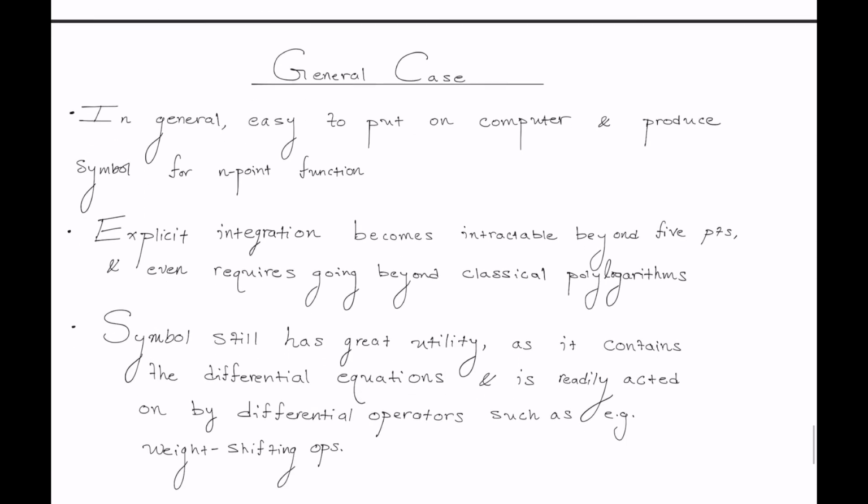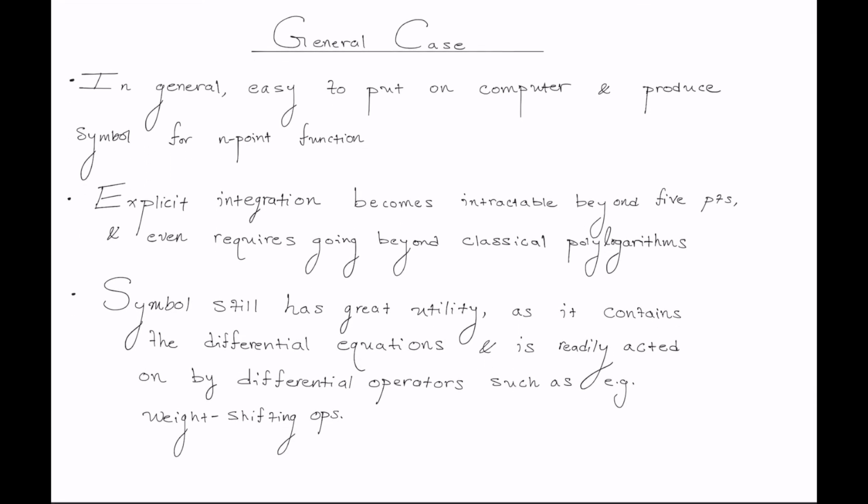So now we can discuss the general case. In general, it's quite easy, in particular using Claude Duhr's PolyLogTools package, to put the symbol recursion on a computer and produce the symbol for an arbitrary endpoint function. Now, explicit integration becomes intractable beyond 5 points. The explicit answer at 5 points is provided in the paper, symbol recursion for the dS wave function, where it's also shown that it requires going beyond classical polylogarithms beyond 5 points due to a theorem of Sasha Goncharov.